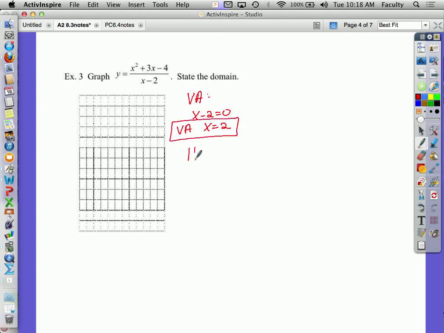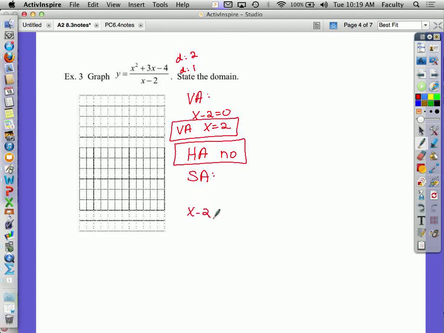Now I'm going to check for the horizontal asymptote. The degree of the numerator is 2. The degree of the denominator is 1. Let's go back to the chart. When the degree of the numerator is bigger than the degree of the denominator, there's no horizontal asymptote. But the note under the box said if the degree of the numerator is exactly 1 more than the degree of the denominator, there's a slant asymptote. And in order to find it, you do long division.